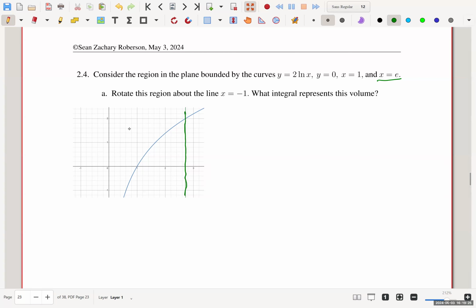I'm going to go ahead and color in the region that we're talking about. Trace it out: 2 log x, y equals 0, x equals 1, and x equals e. That's the region I'm talking about. I want to rotate this around x equals -1. Draw it in.